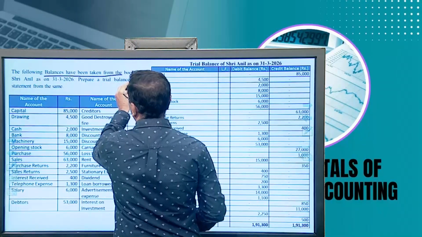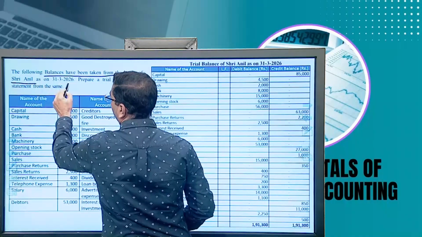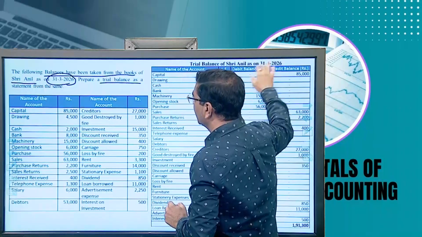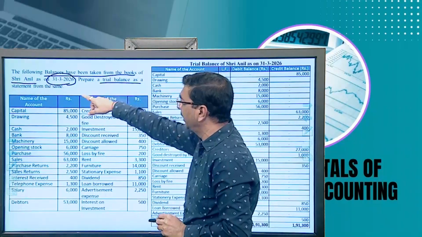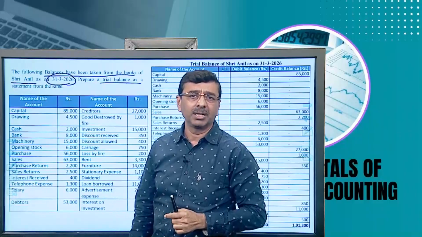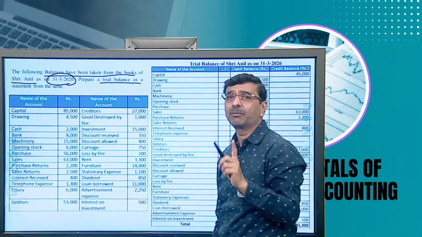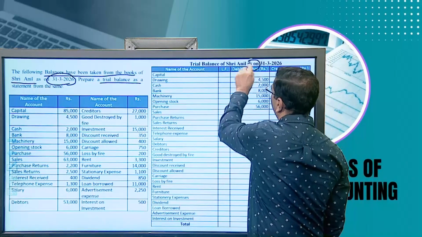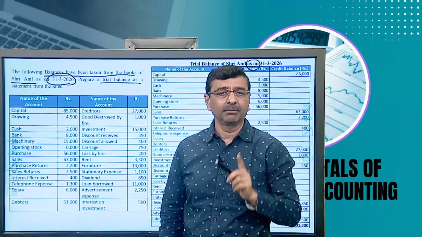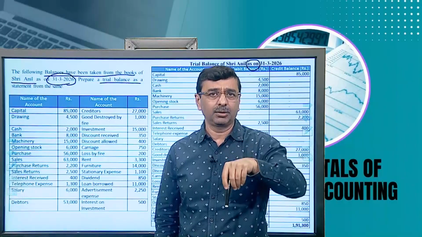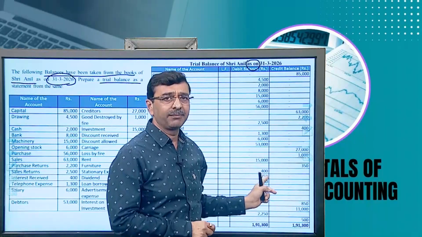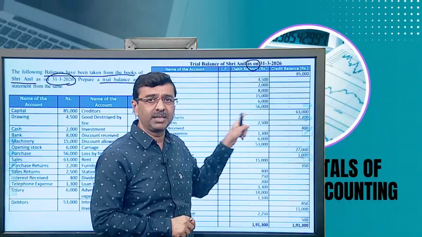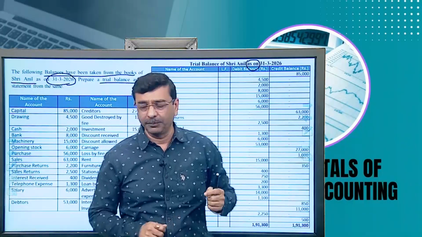Now the following balances have been taken from the books of Sri Anil on this date, and we are asked to prepare the trial balance. So the title is: the trial balance of Sri Anil as on 31st March 2026. A trial balance is always prepared on a specific date, so that's why it's written as on. It cannot be written at the end of the year. Why as on? Because it is prepared on the date. So this trial balance reflects the balances of 31st March 2026, that's why it is written as on, correct.